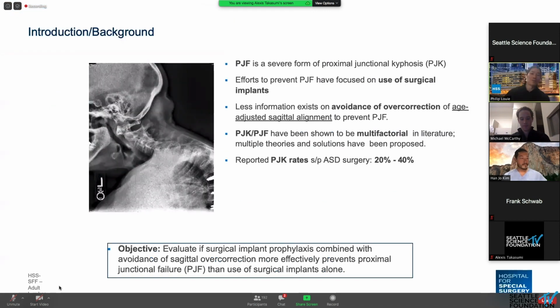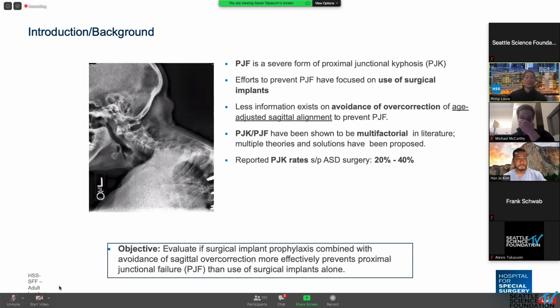So as we know, proximal junctional failure, or PJF, is a severe form of PJK. And much of what's been presented in the literature has focused on using surgical implants and different types of implants to prevent PJF. But there's less information out there that talks about avoiding overcorrection based on the age-adjusted sagittal alignment parameters that Dr. Schwab brought up earlier.